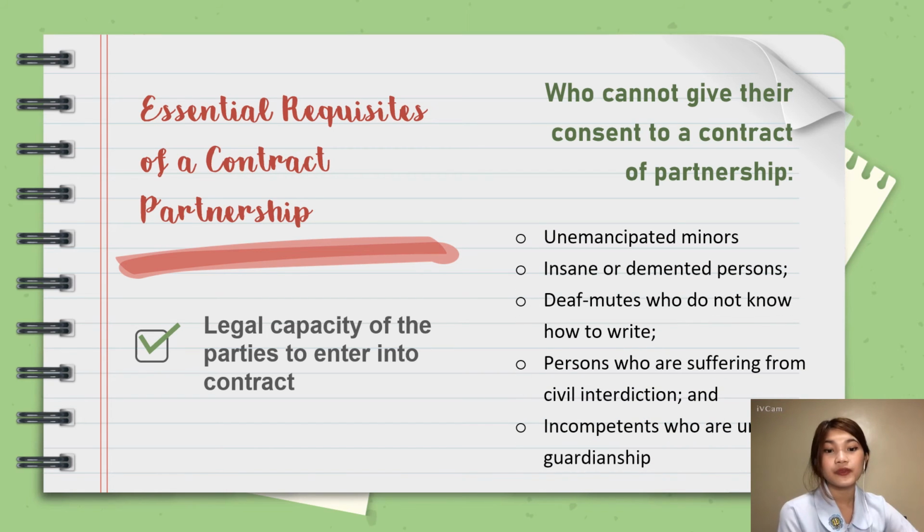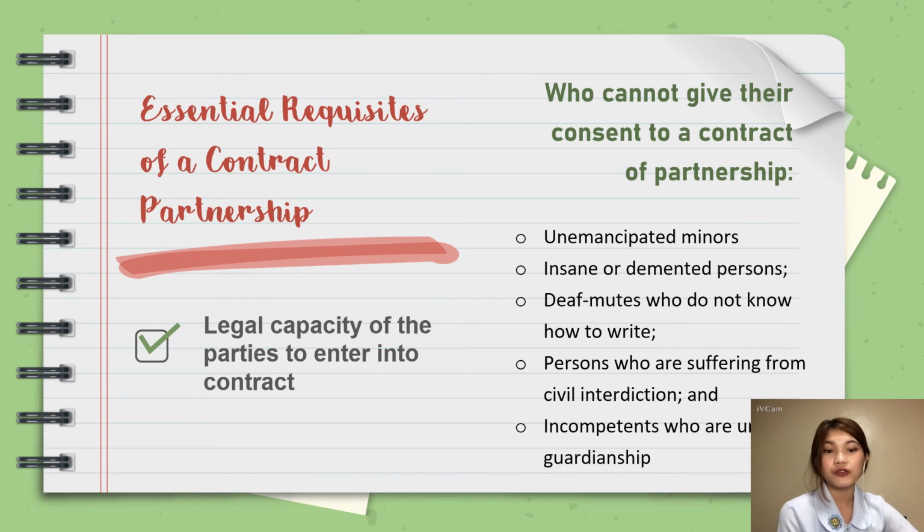The first one is the unemancipated minors, which are those people aged below 18, the legal age in the Philippines. These are minors who cannot decide for themselves without the presence of their guardians. Next are the insane or demented persons. Of course, insane persons cannot decide for themselves. They are not in their right mind and they have medical issues. Demented persons are those people who often forget.